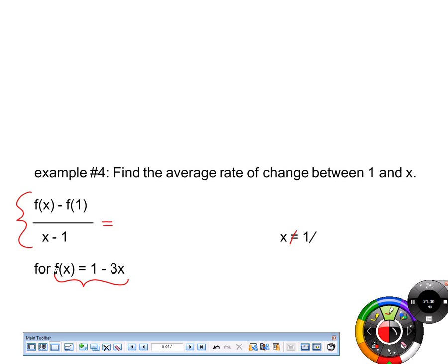So in this formula, what should be replaced with something simpler? So f of x. f of x is a name of a function. We need to actually put the function in there, right? So f of x is 1 minus 3x. So this right here is going to be replaced with 1 minus 3x, the whole thing.